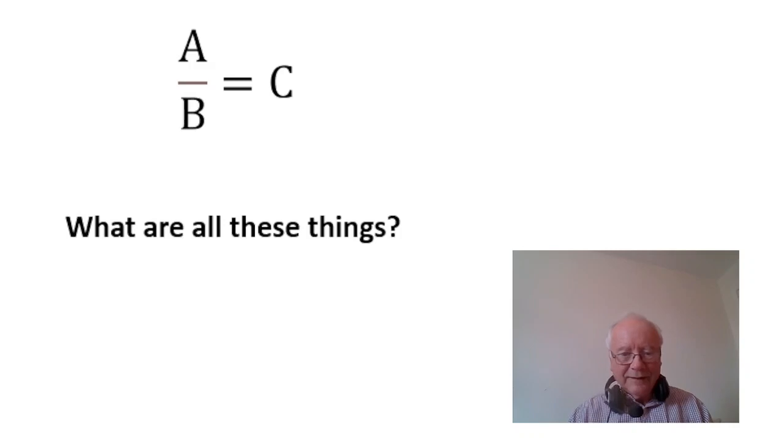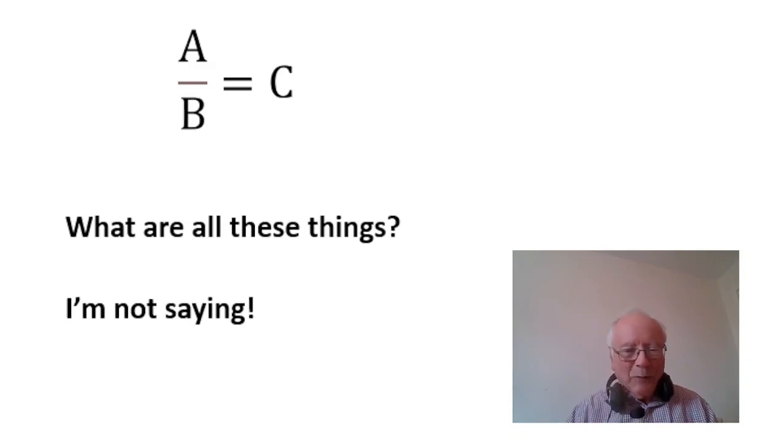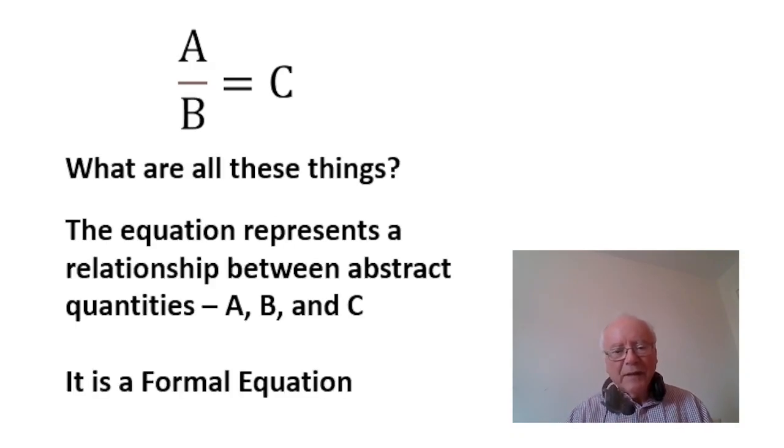What are they? I'm not saying. Okay, it's a little bit unfair. What I'm saying here is that A over B equals C is an equation which represents a relationship between abstract quantities A, B, and C. That means that this is a formal equation.